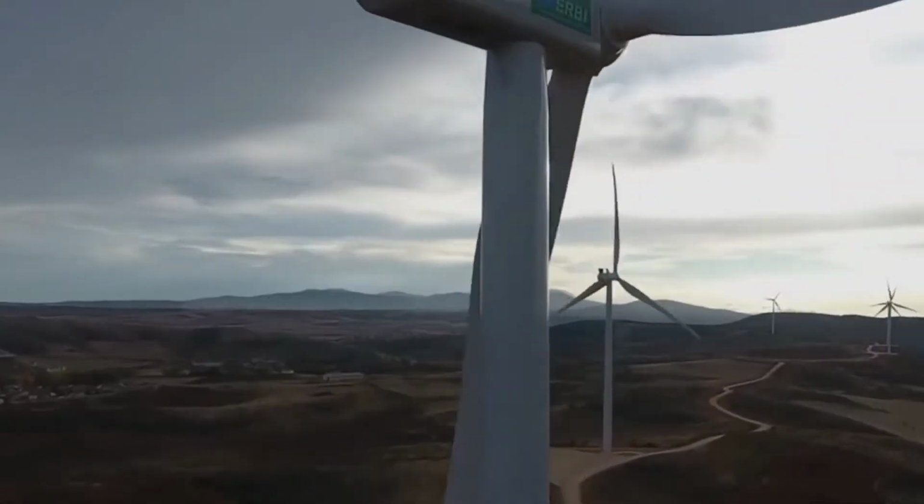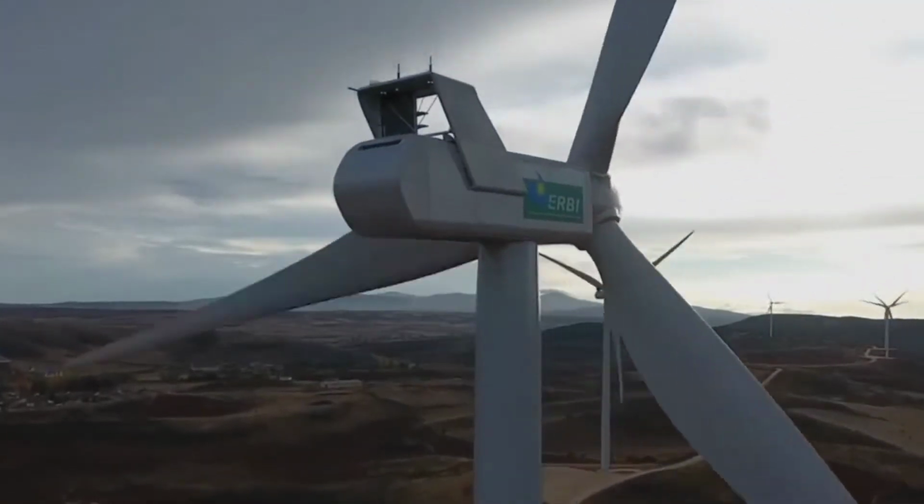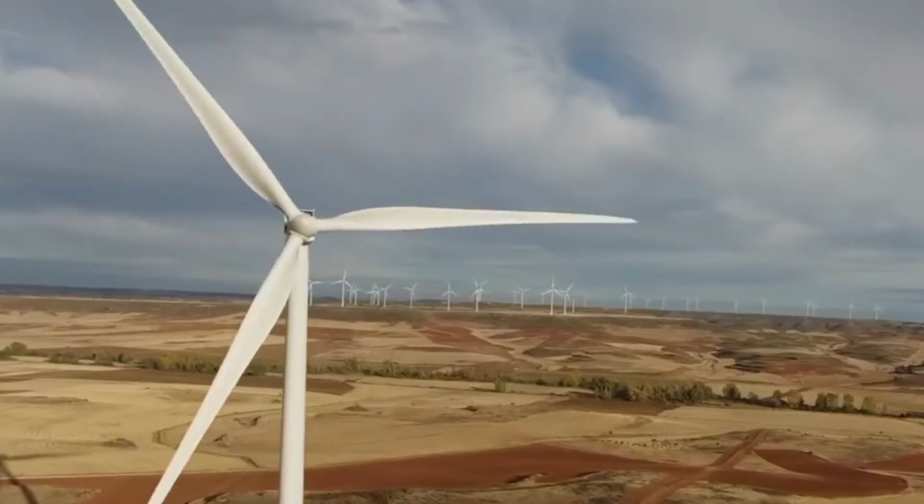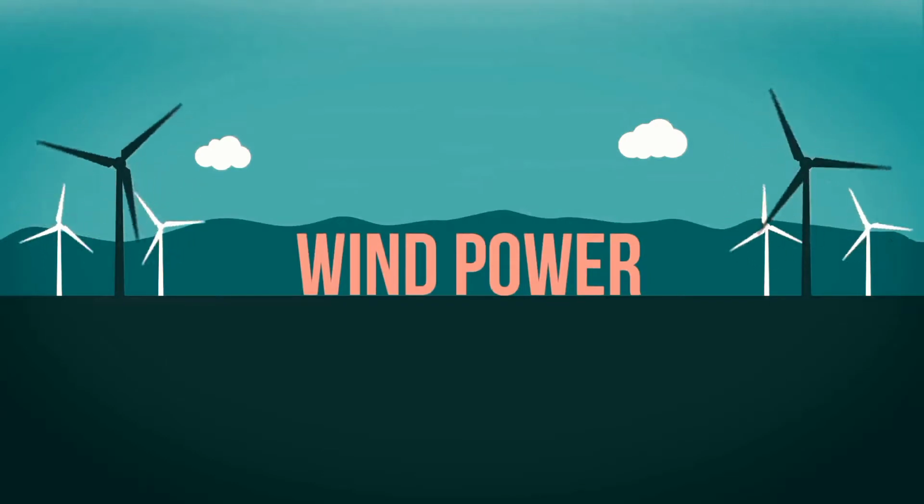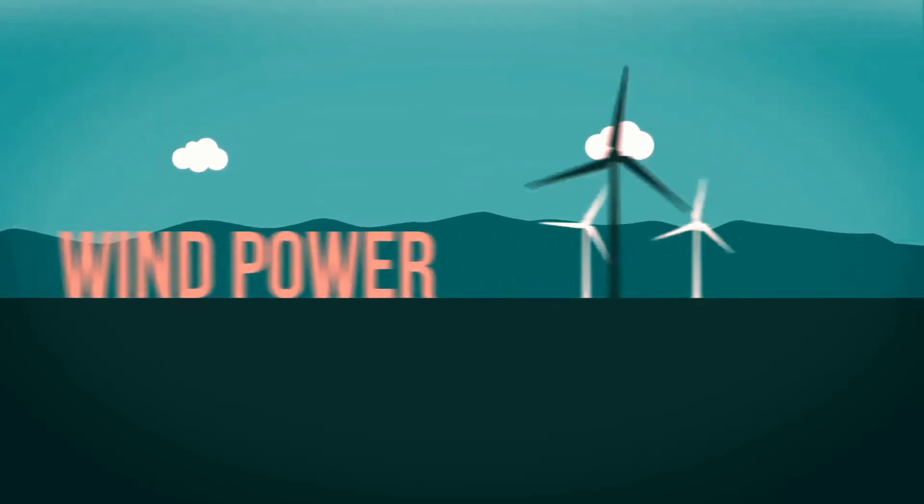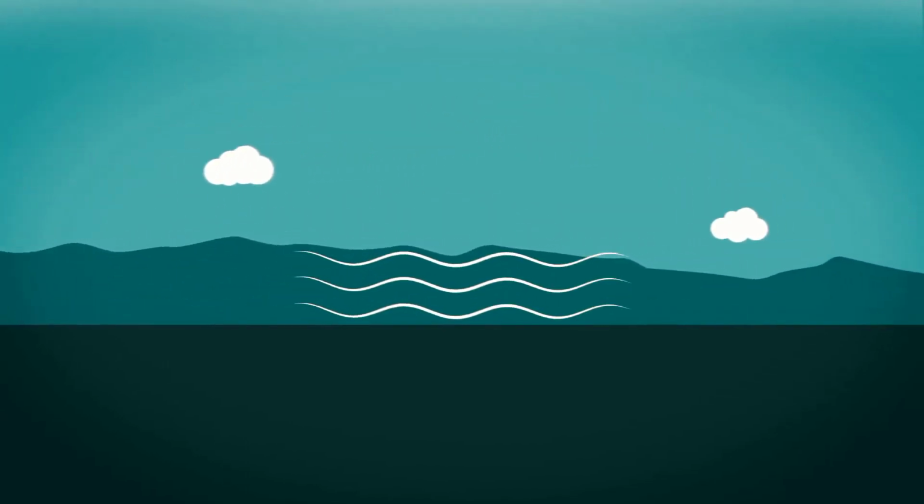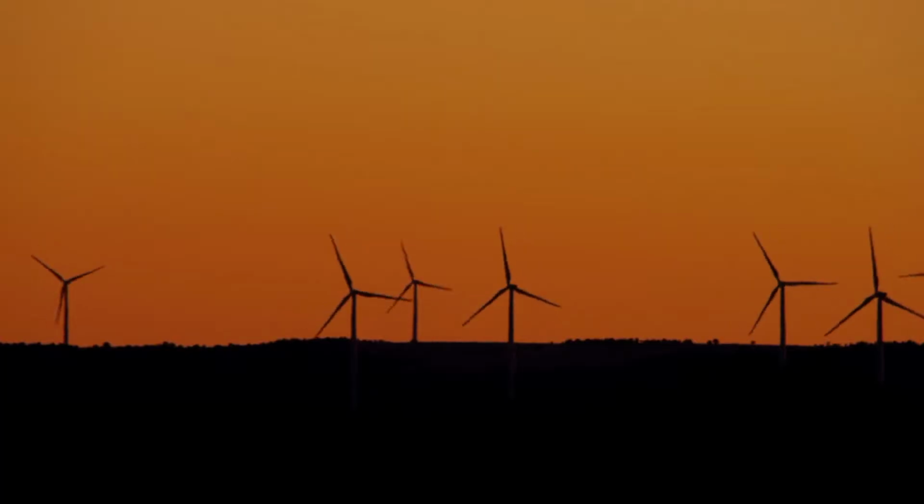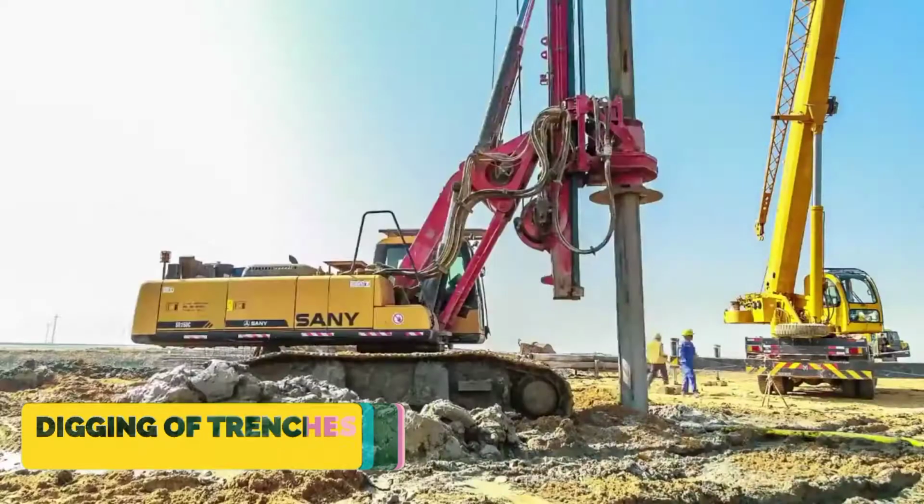Wind turbines are used to generate wind energy. A wind turbine turns wind energy into electricity using this widely available renewable energy source. The amount of energy that a turbine can harness depends on the speed of the wind, air density, and swept area. So the process starts with digging of trenches.